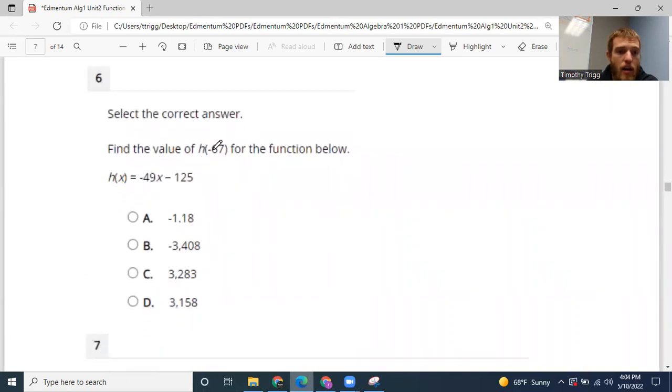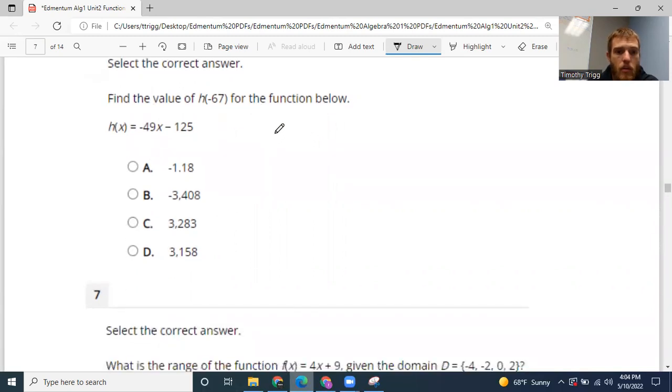Find the value of h of negative 67 in the function below. So h of negative 67 means we're going to replace the x with this input of negative 67. So it'll be negative 49 times negative 67 minus 125. Go ahead and work out what that is. Remember, a negative times a negative is a positive.